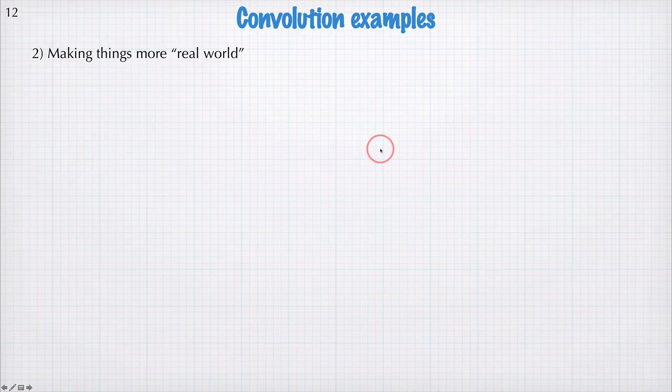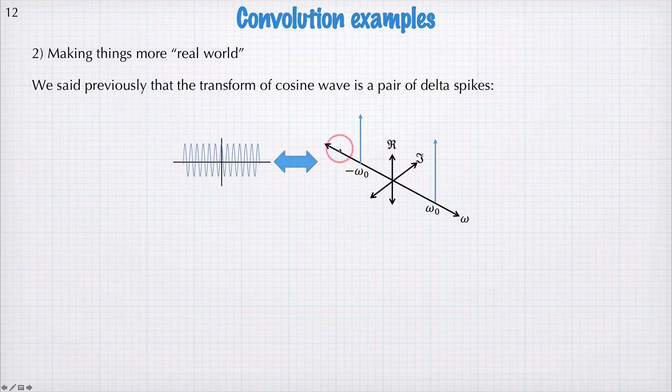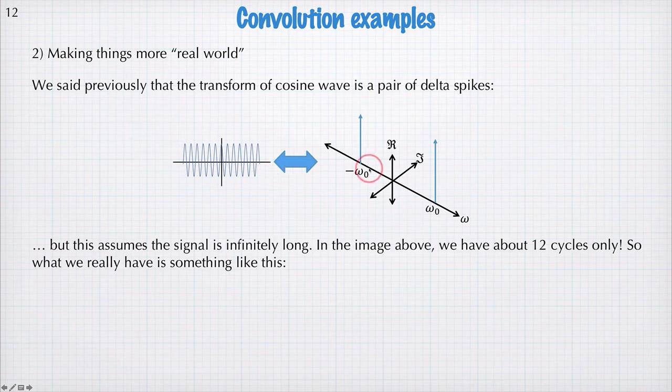Another example where we can use convolutions is to make things more real world. So we said previously that the transform of the cosine wave is a pair of delta spikes. Or in other words, we have some cosine wave, and here we have a pair of delta spikes, both on the real axis. Now, there's something wrong with this picture, and that is that here we've truncated the cosine wave. So this is only true really if this cosine wave is infinitely long, but in this picture at least we've only got about 12 cycles, and in any real physical situation you're unlikely to have a cosine wave that is infinitely long because, well, you haven't got that much time.